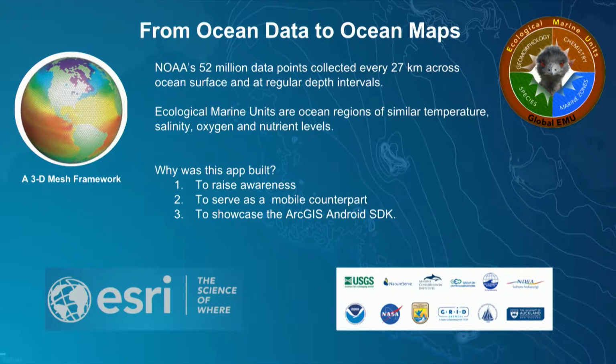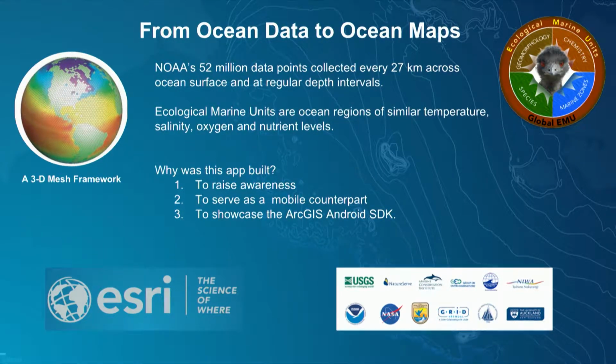And working with USGS and Esri, they together defined ecological regions in the ocean that share similar temperature, salinity, oxygen, and nutrient levels. So why do we care about those factors? What's important about those particular measurements? Well, those are things that impact ocean life, and those are things that will affect how our ocean responds to climate change and impacts on the ocean in different ways.